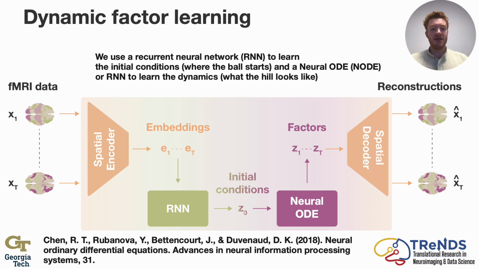Or in our hill analogy, simulate how the ball rolls down the hill given the location of the ball, which are the initial conditions. And we reconstruct the simulated time series using a spatial decoder to reconstruct the original fMRI data again. Similar to the autoencoder, our model produces a low-dimensional time series where each time point has a dimension d. So like I said earlier, like 3 dimensions, 5, 10, whatever, thus reducing the spatial dimensionality of the data.